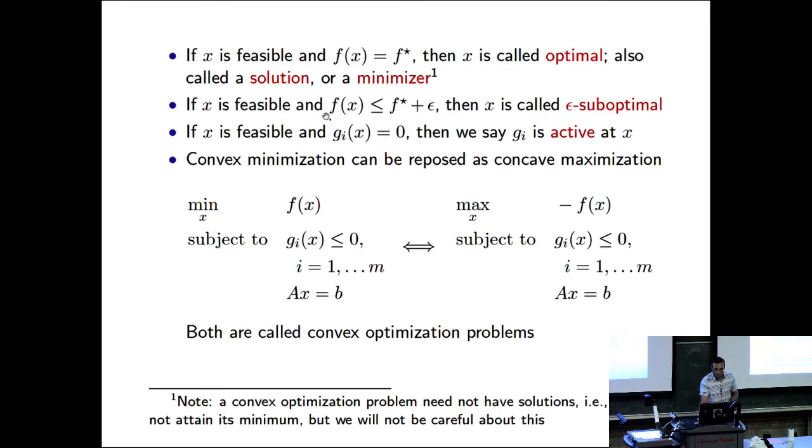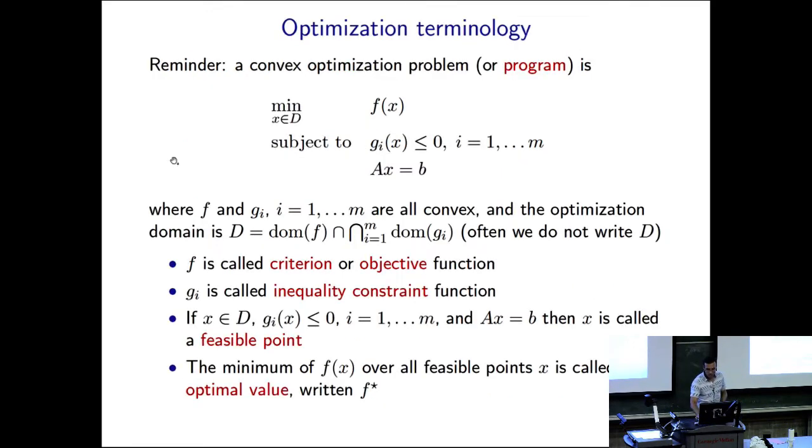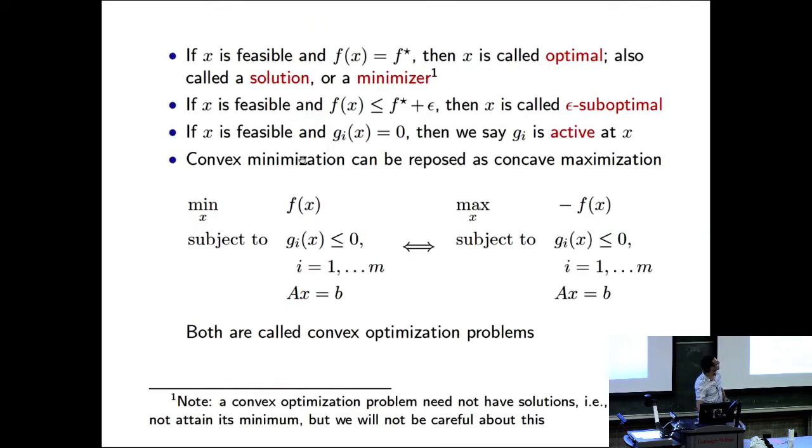If you have a point that's feasible and the criterion value at that point, f of x, is, let's say, bounded by f star plus epsilon, then we call this point epsilon suboptimal. That's the nomenclature we assign to it. And another important piece of nomenclature: if we have a feasible point and this inequality constraint function that we had in our optimization problem is actually equal to 0 at x, then we say that this constraint function is active at the point x.